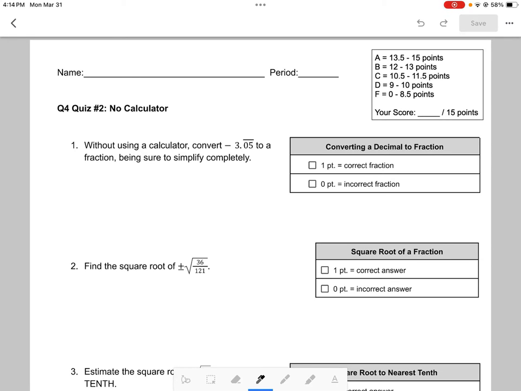Hi friends, today we're going to talk about our quiz from last Friday. We're going to start with number 1.